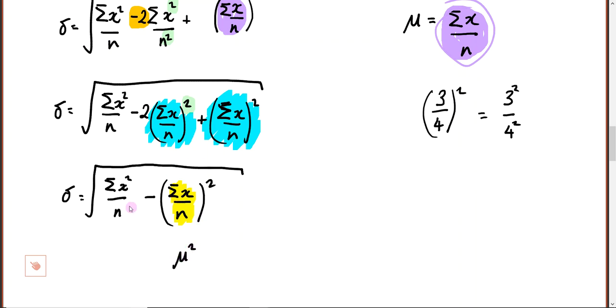And what is this? It's not the mean squared, but this is adding up all the numbers that have been squared. So all we actually need to do our standard deviation now, using this formula, is square all the numbers and divide by n, and then subtract the mean of all the numbers squared. So we kind of need less information, if you see what I mean.